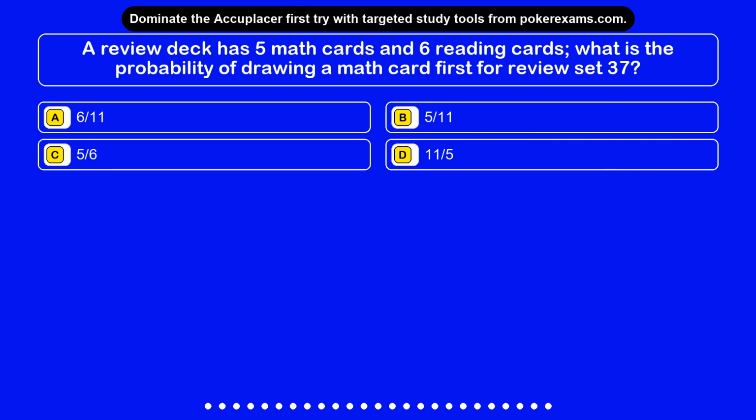Question 10. A review deck has 5 math cards and 6 reading cards. What is the probability of drawing a math card first for review set 37? Option A, 6/11. Option B, 5/11. Option C, 5/6. Option D, 11/5.